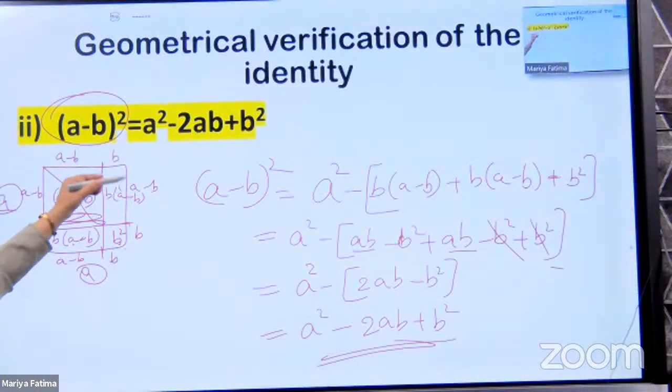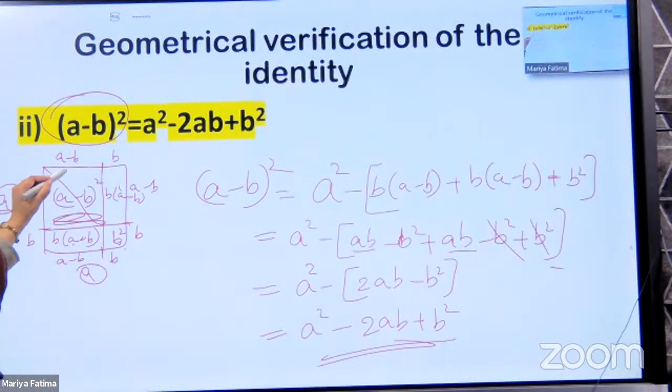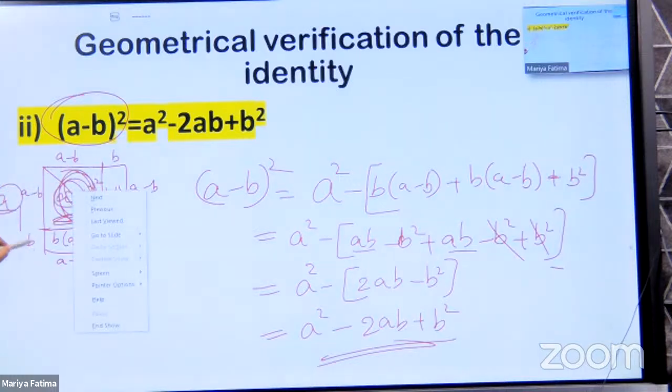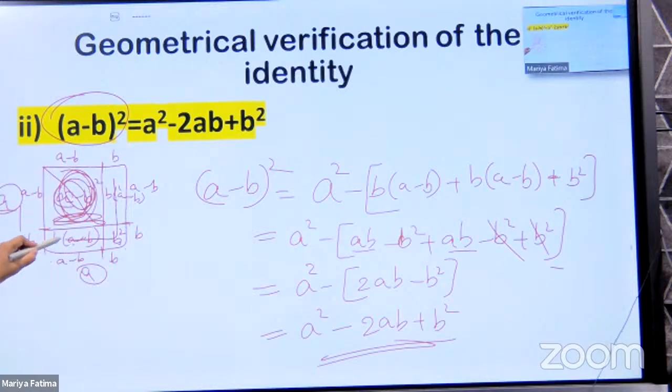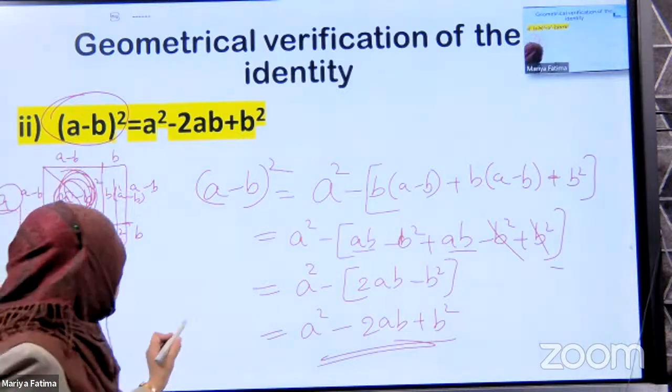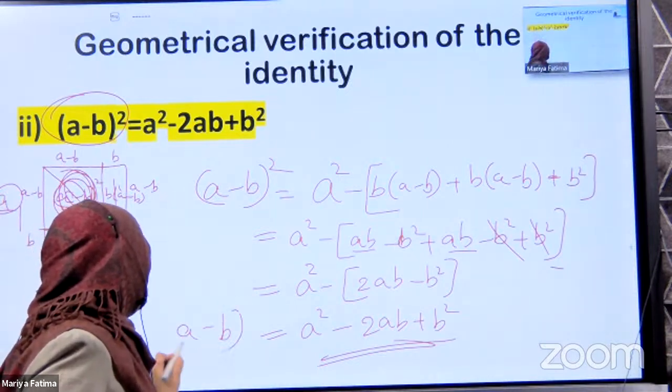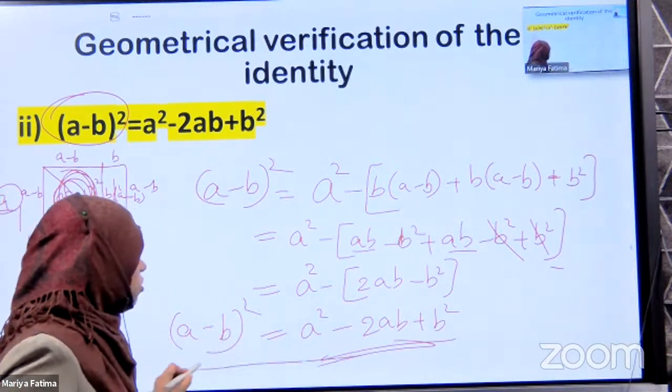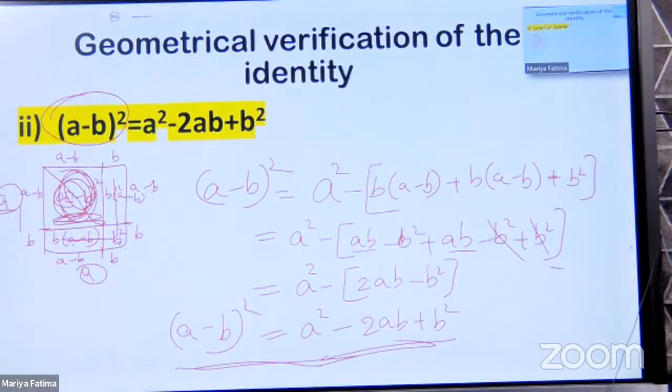So out of this square, we want to find out the area of this square only. How do we find the area of this square? If we subtract this area from the whole area of the square, then only we can find the area. So this is your geometrical verification of (a minus b) whole square.